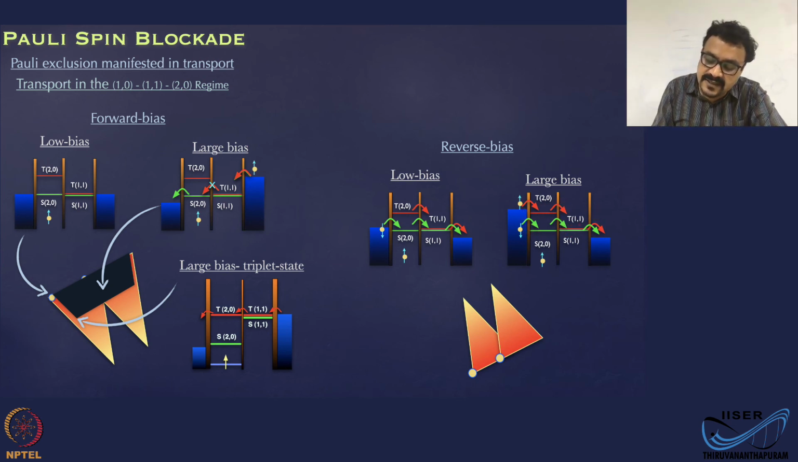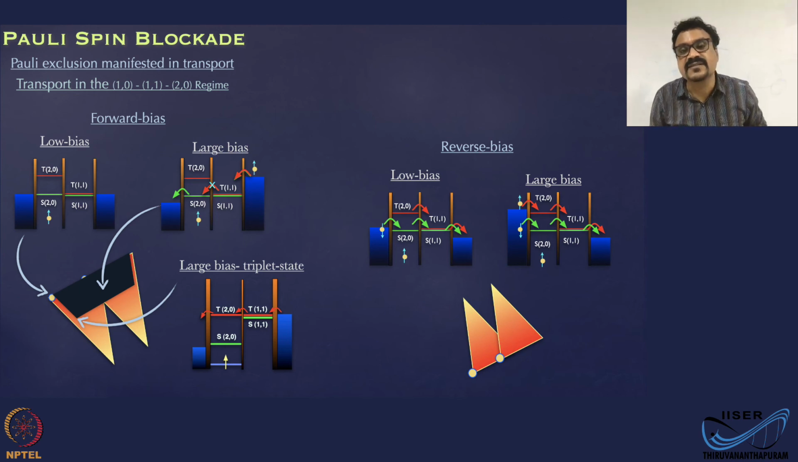In either case, the transport is not blocked by the second dot, as in the forward bias case, because in the second dot, both T11 and S11 states are very close in energy, and both are always available to receive electrons coming from the left side. So you have no blockade in the reverse bias case. Only in the forward bias case do you see a blockade because of the Pauli exclusion principle. In reverse bias, you will always see the full bias triangle. In the forward bias case, the bias triangle is partially blocked. I mean, there is partially no current in the lower bias regime. Okay.